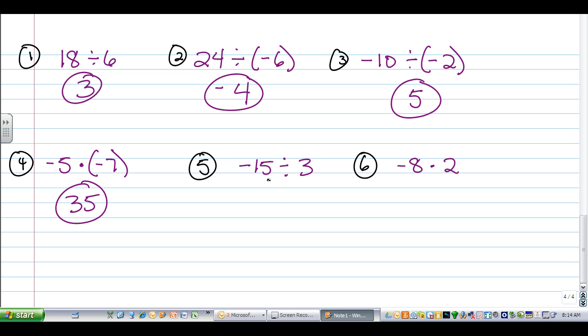Negative 15 divided by 3. I know that answer is going to be 5. Is it positive or negative? Different signs, negative. Or, there's only one negative. That's an odd number, so it's got to be negative.